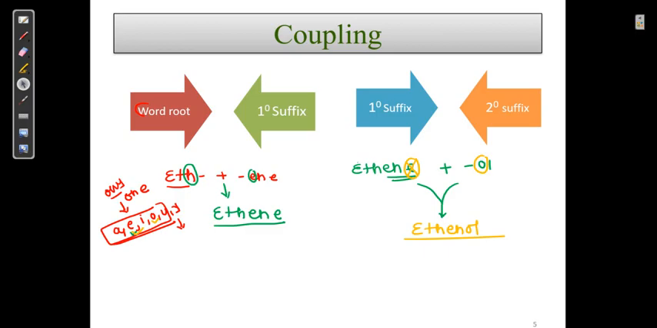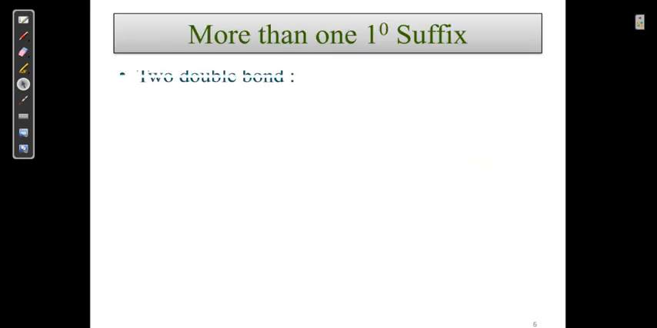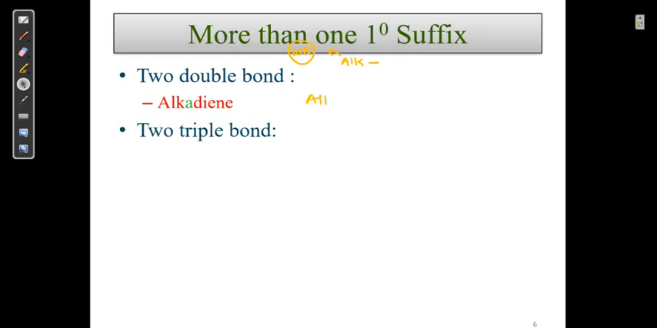Is it? In a similar way, I will tell you another option. Suppose there is more than one prefix, two double bonds are there. So then what is alka? Alka is commonly known as a word root, the generalized form. So what is alkadiene? Suppose simply we can say alk plus diene.